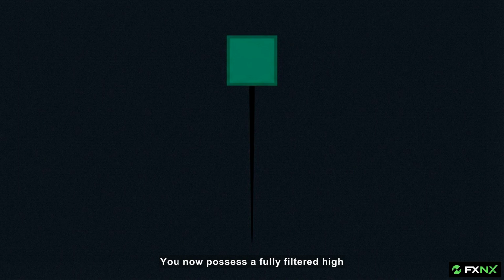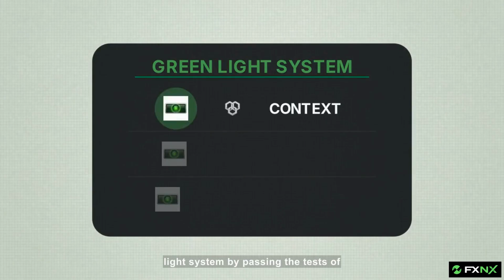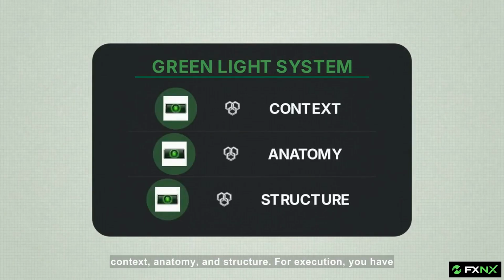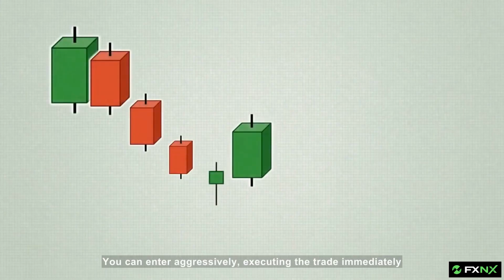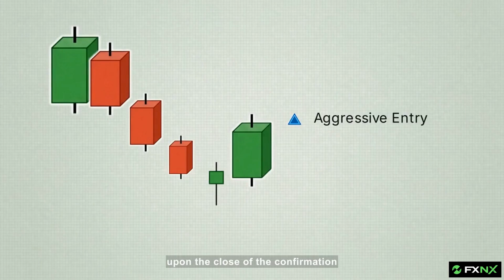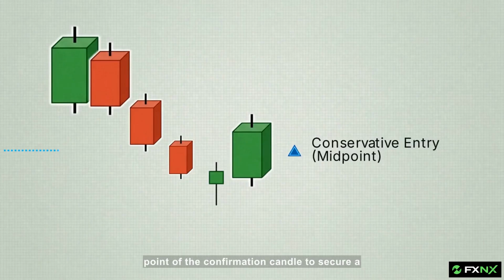You now possess a fully filtered high-probability signal. The setup has survived the green light system by passing the tests of context, anatomy, and structure. For execution, you have two optimal entry mechanisms. You can enter aggressively, executing the trade immediately upon the close of the confirmation candle, or you can enter conservatively by waiting for a slight price pullback toward the midpoint of the confirmation candle to secure a better entry price.